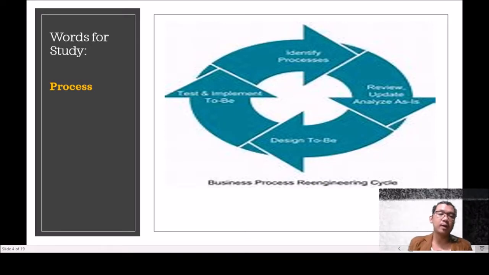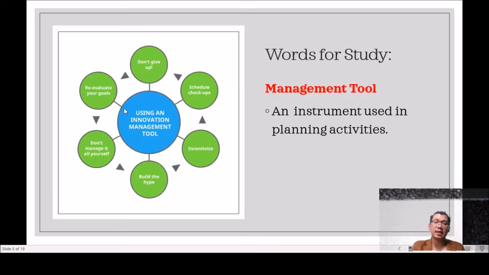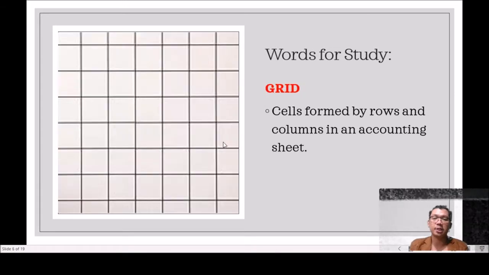We have also a process. Process is an operation or work done to achieve a particular result. So when we say process, it should start from the step-by-step process. Using an innovation management tool, everything or all the activities will be organized. But now let's proceed to the grid.